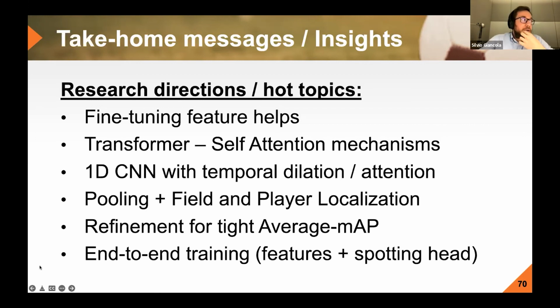Another line of direction could be those pooling baselines. How can we couple them with field and player localizations, like those used in the context-aware loss function, for instance? Can we do any refinement, whether on the hyperparameters or even in the module itself, to allow for a tight average mean AP? If I know that I can get like 75% in loose average mean AP, maybe I just need to iteratively refine those spottings to converge towards the tighter spotting.